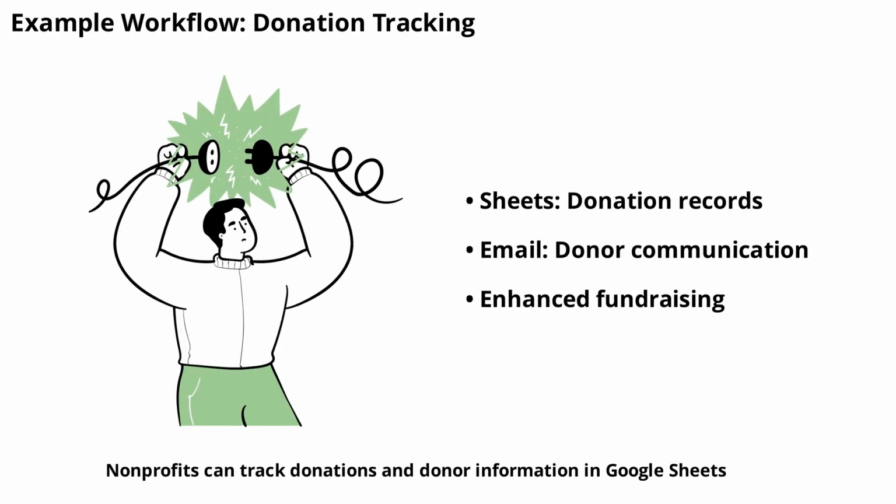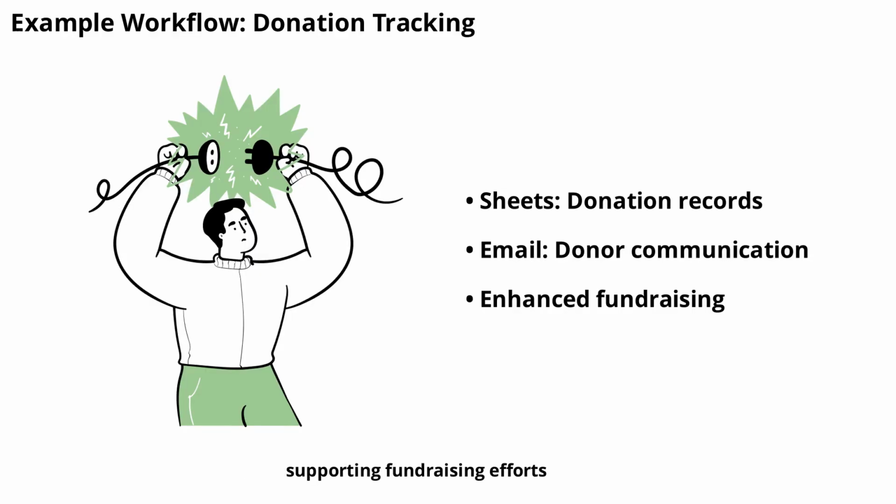Nonprofits can track donations and donor information in Google Sheets. Email automation software can send thank you emails, donation receipts, and updates to donors. This combination helps maintain strong donor relationships and accurate records, supporting fundraising efforts.